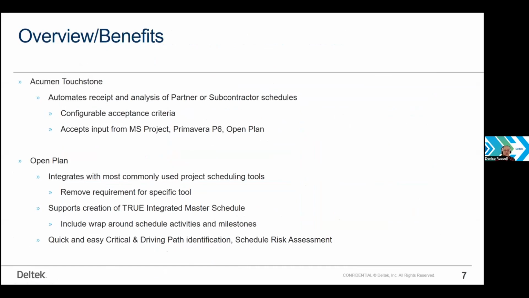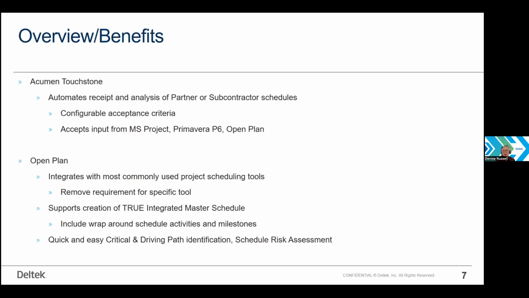So at a high level, Acumen Touchstone automates the receipt and the analysis of schedules from other sources. It can be an internal source or it can be an external source. Automating the process of receipt and analysis is going to help you save time. And it's going to save a lot of effort then that can be turned around and used for more value-added work.